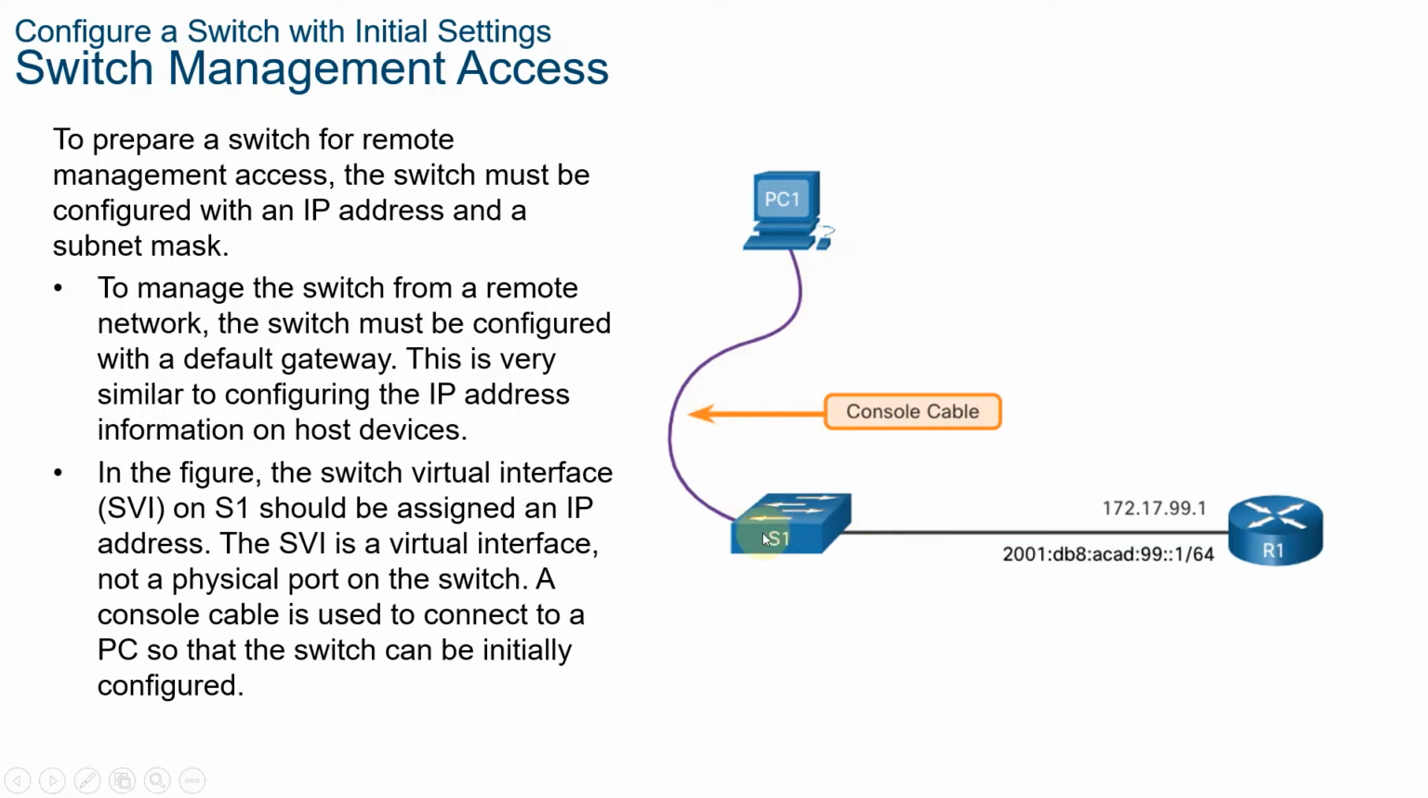To manage the switch from a remote network, the switch must be configured with a default gateway. This is very similar to configuring the IP address information on host devices. In the figure, the virtual switch interface, or SVI, on the switch should be assigned an IP address. The SVI is a virtual interface, not a physical port on the switch. A console cable is used to connect to a PC so that the switch can be initially configured.